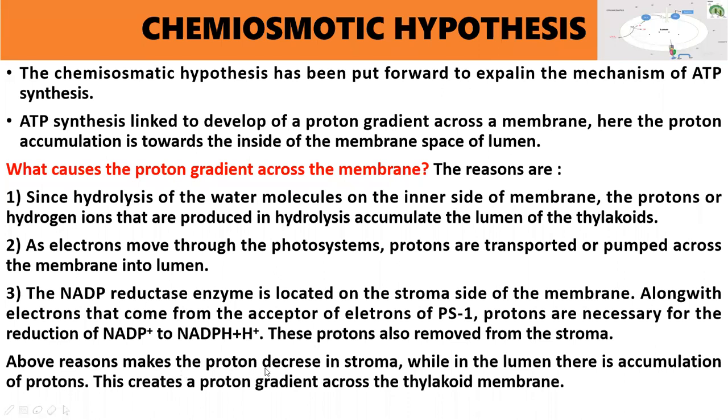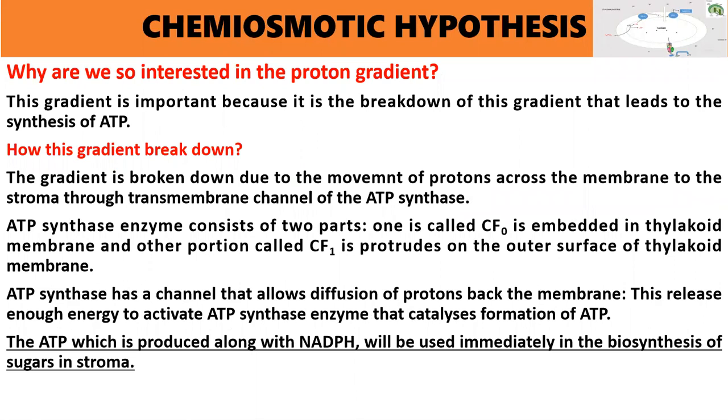The above reasons make the protons decrease in the stroma, while in the lumen there is an accumulation of protons. This creates a proton gradient across the thylakoid membrane. Why are we so interested in the proton gradient? This gradient is important because it is the breakdown of this gradient that leads to the synthesis of ATP.